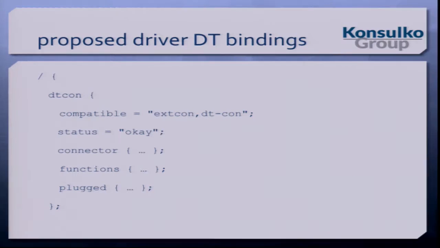So how does it look? In essence, it looks like this. You have a device tree connector driver, you declare it, and you have 3 nodes called connector, functions, and plug.